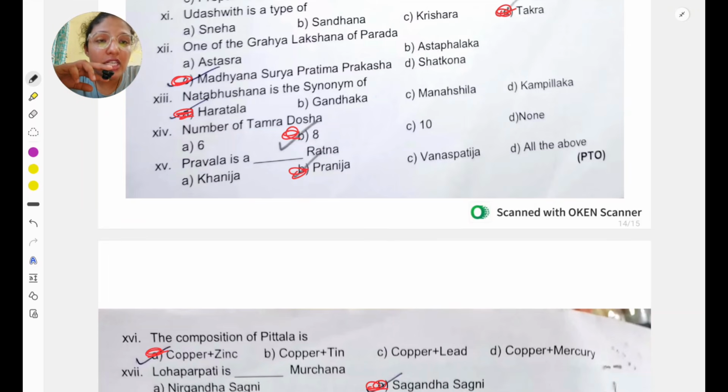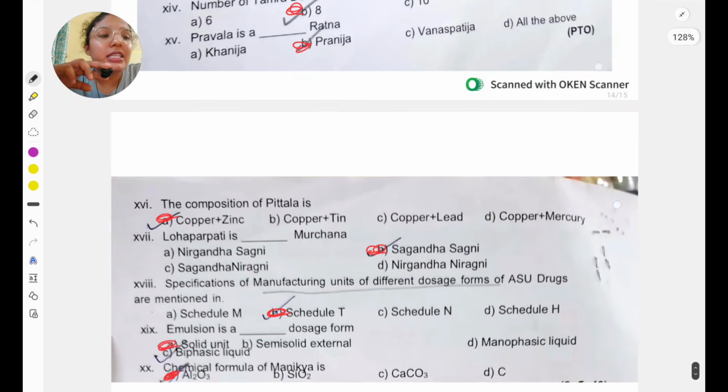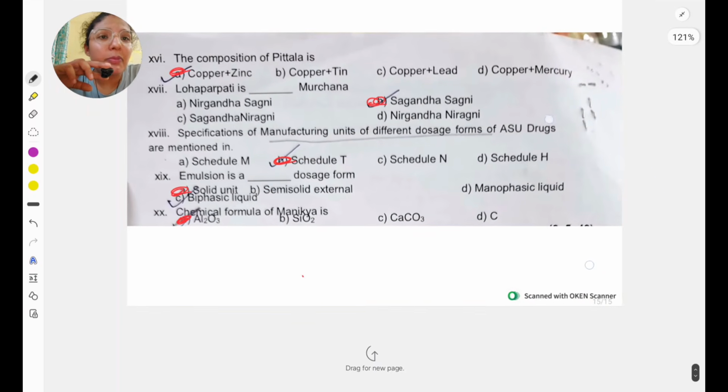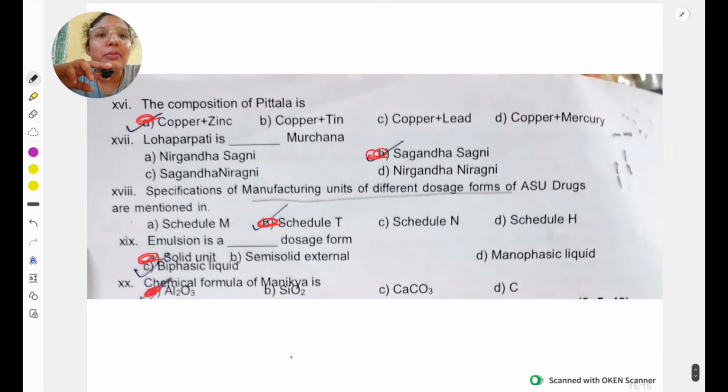Next question: Nata Bhushanam is a synonym of Hartala. Hartala is so important that many papers ask about it. Number of Tamra doshas is 8. Pravala is Pranija Ratna; we extract it from a Prani. Composition of Pittala is copper and zinc. So try to remember the composition of Pittala, Kamsya, etc.